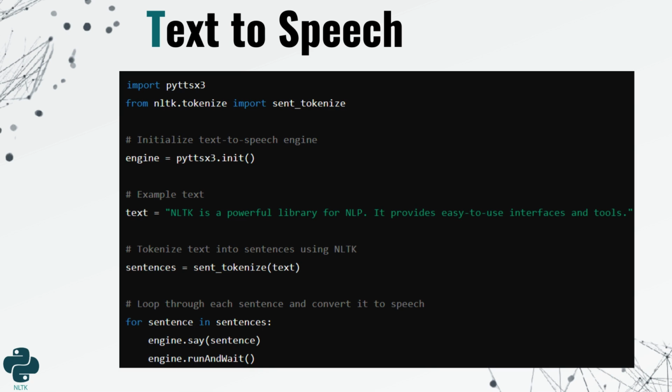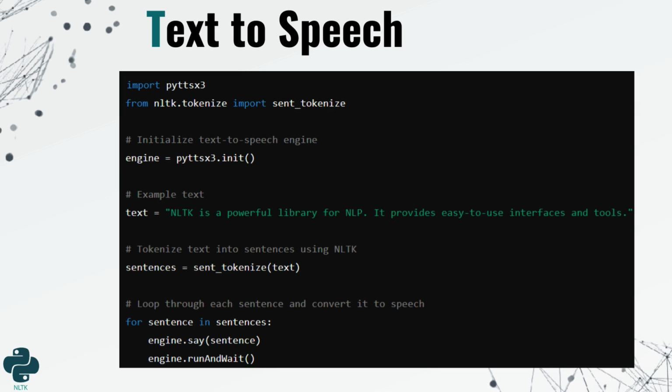So here you can see I am first importing pyttsx3, and then from nltk.tokenize I'm importing sent_tokenize, and then I'm initializing the text to speech engine. Now whenever I use the engine, you think like I'm using pyttsx3. Okay. After that, here I'm giving some random example text like NLTK is a powerful library for NLP. It provides an easy to use interface for tools. Now, tokenize the text into sentences using NLTK.